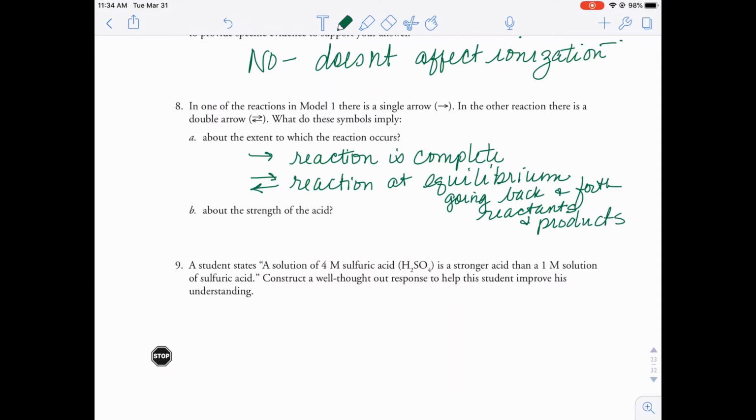What does it mean about the strength of the acid? Well, if the reaction is complete, it's strong. If the reaction is in equilibrium or incomplete, it's weak.